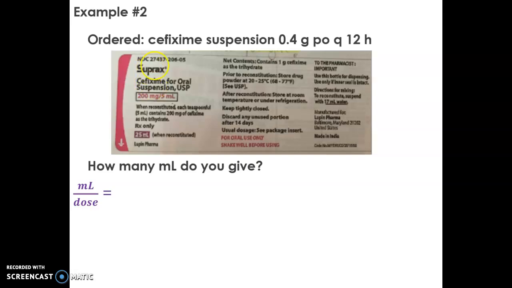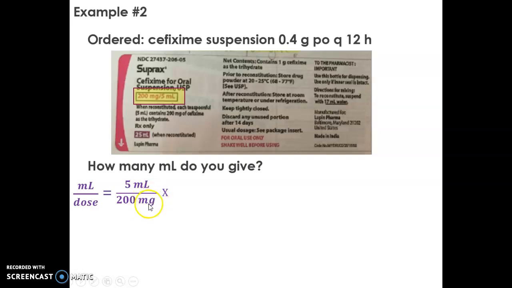Okay, on the Suprax label, you can see that they're telling us that 200 milligrams is in 5 milliliters. Now, this whole bottle contains 25 milliliters once it's been reconstituted. We're going to talk about that in chapter 7, I think. But anyways, the whole bottle is going to have 25 milliliters in it. But each 5 milliliters of that 25 is going to have 200 milligrams of medication. Okay. So when we're looking for our first fraction for this dimensional analysis, we want to put milliliters at the top, right? So from your label, we're going to pick up that 5 mL is 200 milligrams.